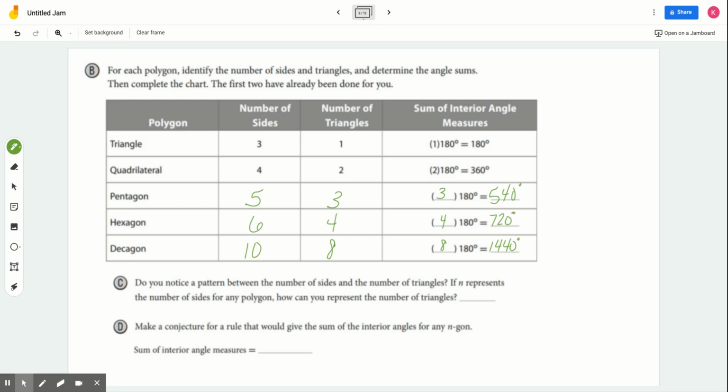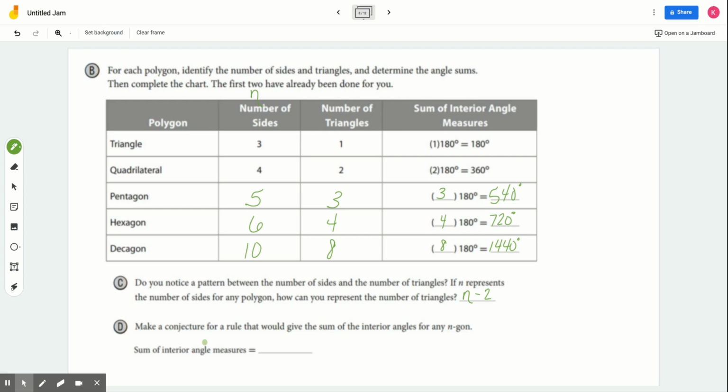Do we notice a pattern between the number of sides and the number of triangles? If n represents the number of sides, how can you represent the number of triangles? So think about n being the number of sides. What can happen to n to get from the first column to the second column? How do we get from 3 to 1, 4 to 2, 6 to 4, and so on? Well, each time they subtracted 2. So to write a rule, we could say that would be represented by n minus 2. That would represent the number of triangles.